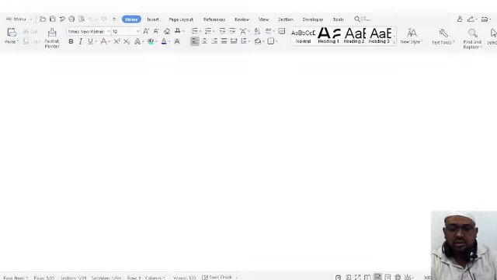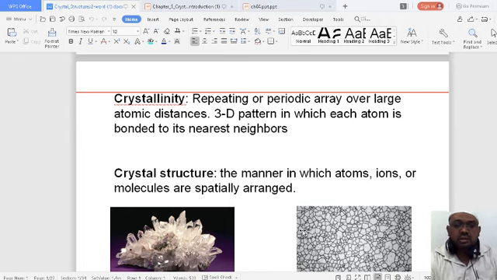In today's session, we will discuss very briefly what crystallinity actually is. Now, a repeating periodic array of atoms at large atomic distances in a 3D pattern, in which the atoms are bonded to their nearest neighbors. So, what exactly is this? This is the thing that is there in the slide.